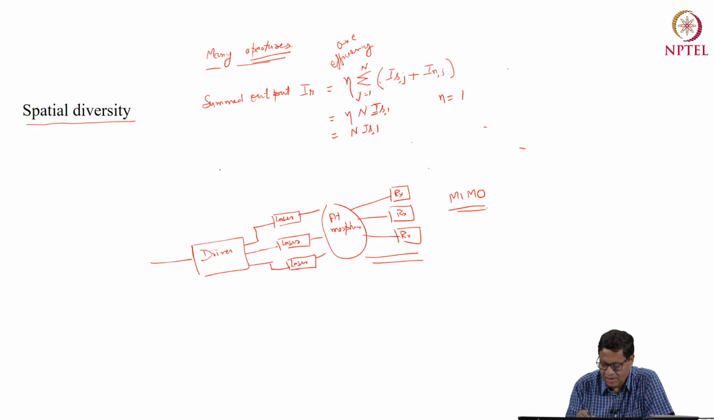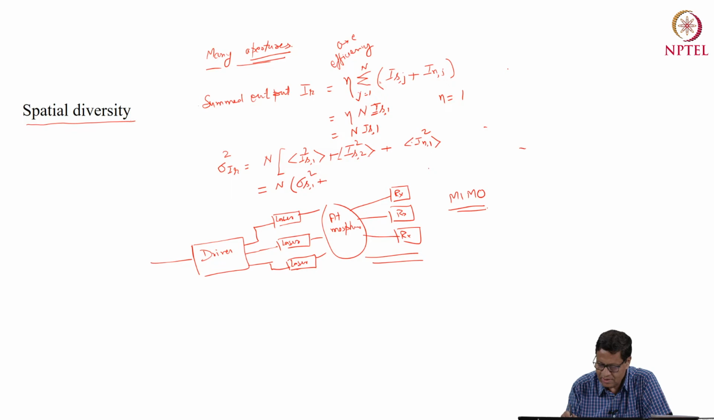And if I calculate the variance, which is sigma square of the current I_R, it will be n times I_S1 square plus I_S2 square, so on and so forth, plus I_N1 whole square. So this will give me n, basically, I_S1 square plus I_N1 square. So this term will not be there. I'm sorry about this. So this term will not be there.